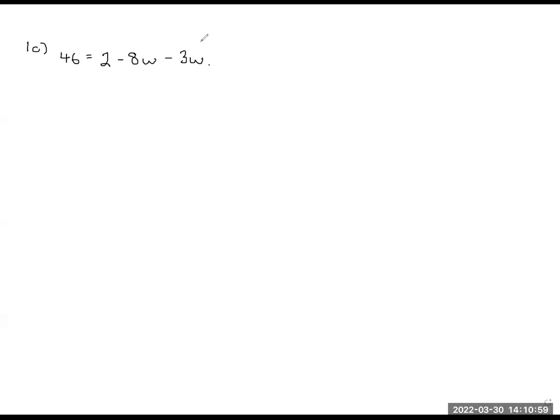Number 1, I want all the variable terms in one section. Negative 8w, negative 3w. They are both on the same side of the equal sign. Yay. What I do not want is the 2 there. 2 and the 4 are going to be together.